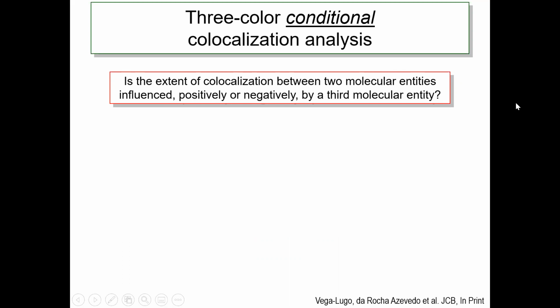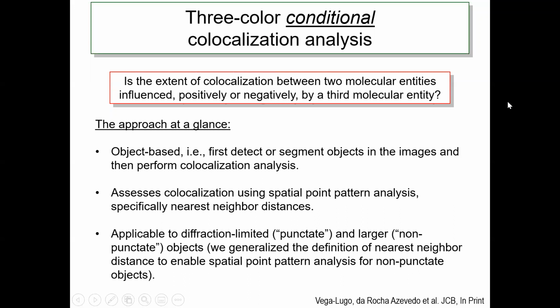a third molecular entity? So at a glance, our approach is object-based, which means that you first detect or segment the objects in the images, and then you perform colocalization analysis on the segmentations and detections. It assesses colocalization using spatial point pattern analysis, and particularly using nearest neighbor distances. It is applicable to both diffraction-limited punctate objects as well as larger non-punctate objects. For the latter, we generalize the definition of nearest neighbor distances, and you can read more about this in our upcoming publication in JCB.